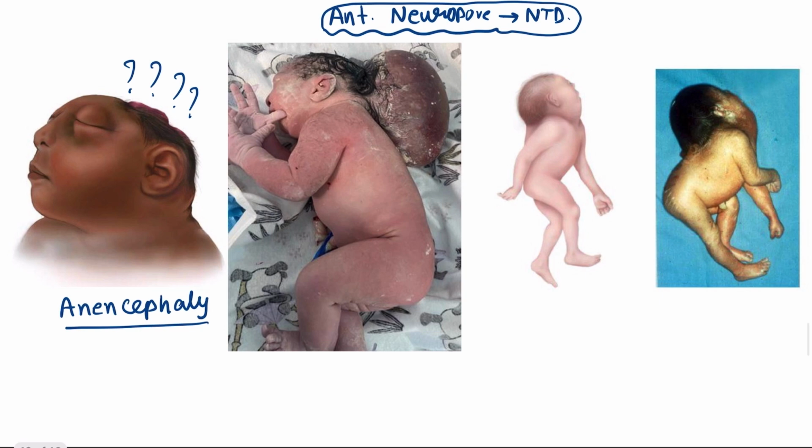Usually the brain substance is not formed, but the cerebellum part as well as the spinal cord is usually present in this patient. Here you can see the cerebral part is not formed, but the cerebellum as well as the spinal cord structure may be present.